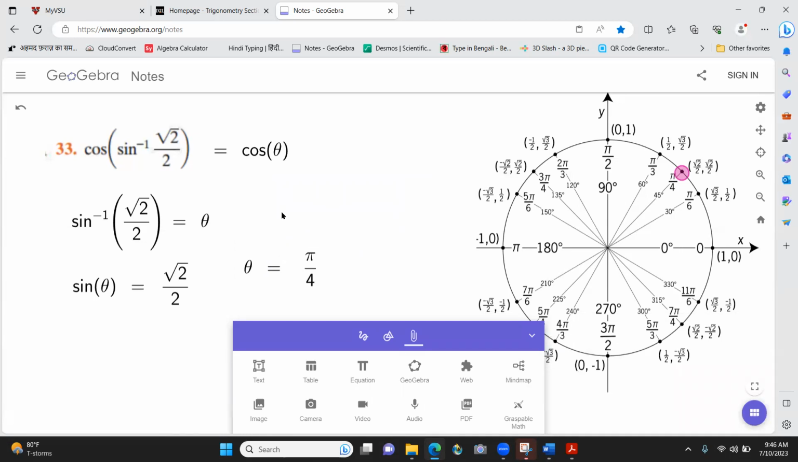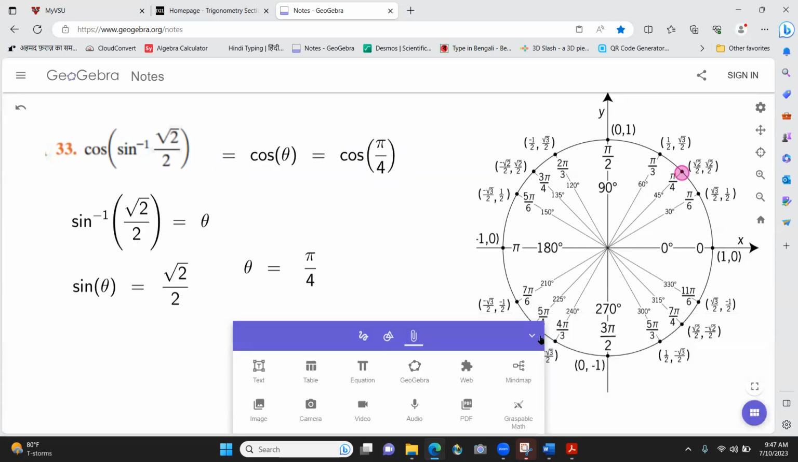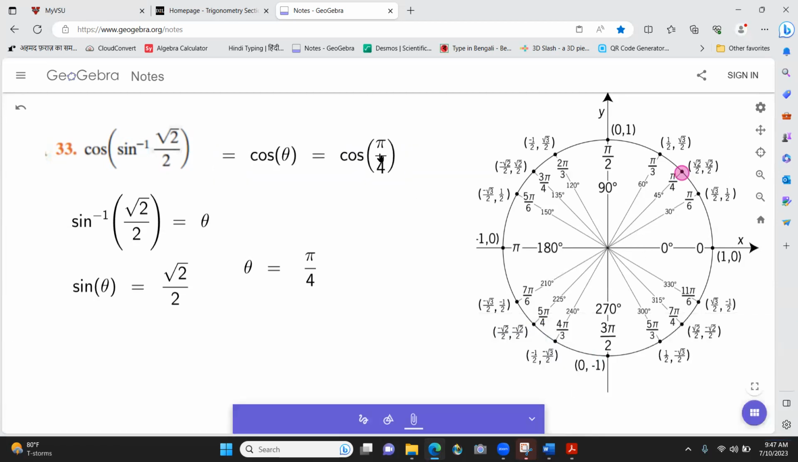Now, that's not too difficult. I'm going to go back to this guy. I'm going to say, okay, now that I know what theta is, I can write cosine pi over 4 because that's what theta is. I just found it. What's cosine pi over 4? Come back to your old friend, unit circle. Cosine pi over 4 is square root of 2 over 2.